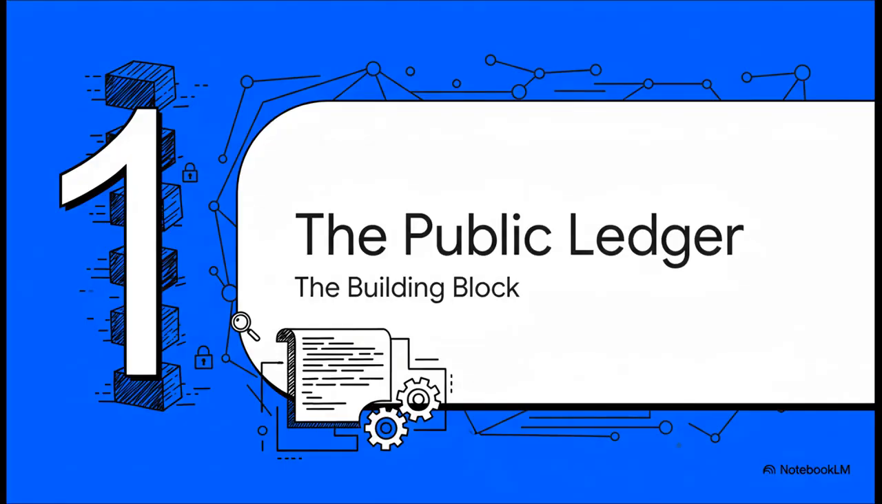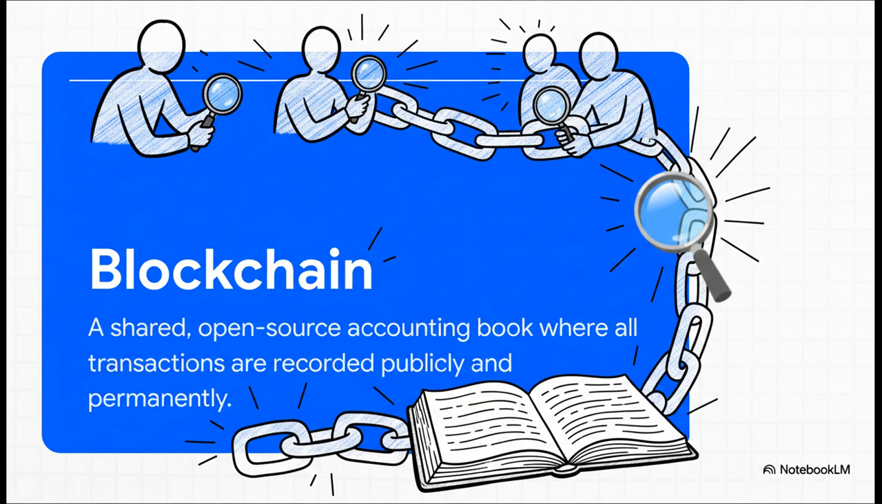All right, first up, the public ledger. Let's really get a handle on this fundamental building block. Okay, so the easiest way to wrap your head around a blockchain? Just think of it like a public accounting book, a ledger. But here's the key difference. Unlike a bank's ledger, which is totally private, this one is open source. That means anyone, you, me, anyone on the planet, can open it up and see every single transaction that's ever been recorded. It's all out there. That's what we mean by radical transparency.